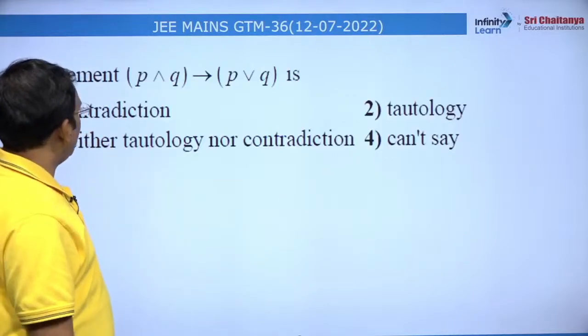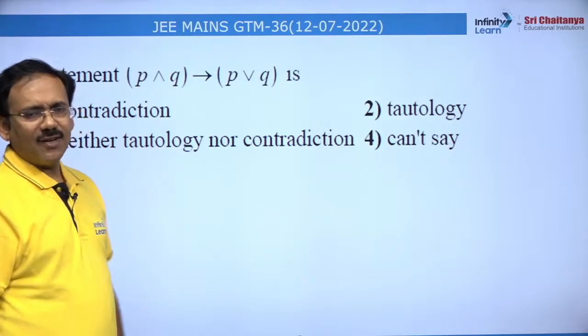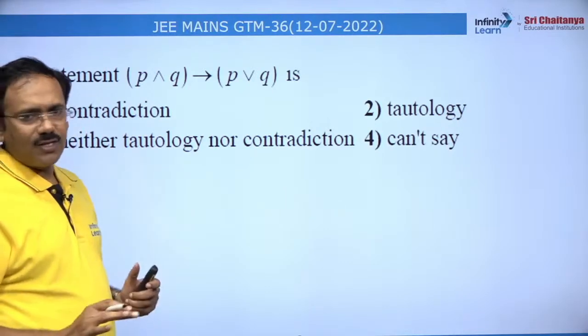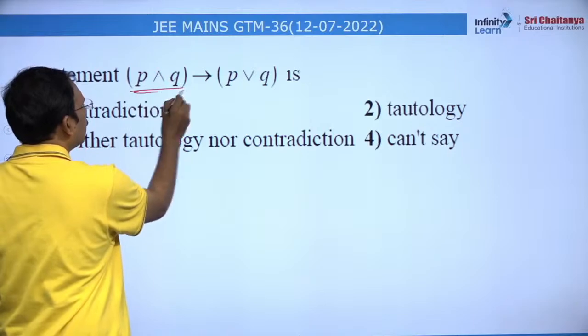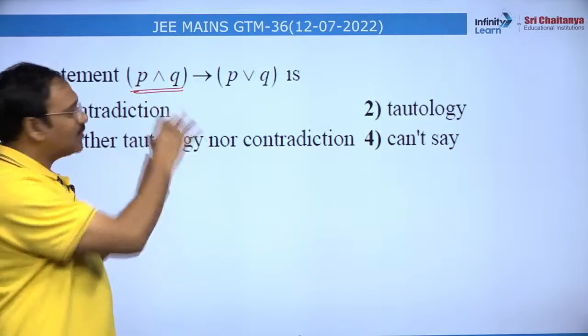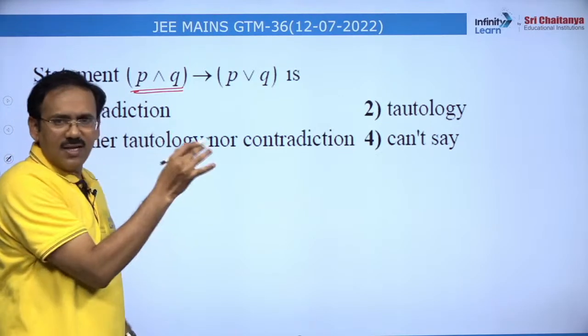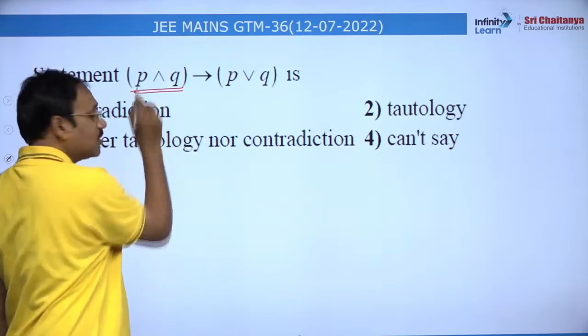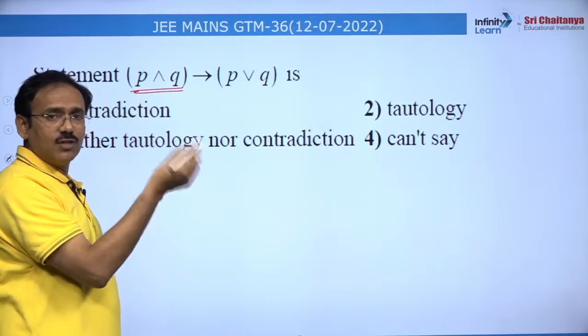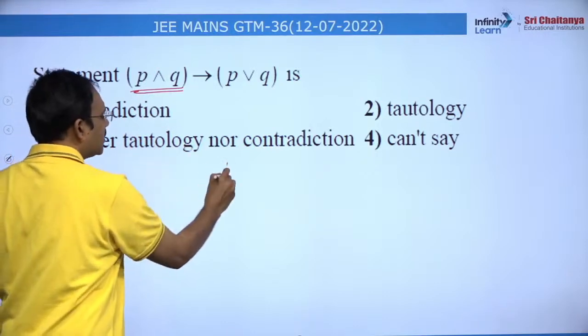Next statement, P and Q. Tautology or contradiction. One thing, my dear friends: if P and Q is false, false implies anything is true, right? So you need not check three cases, because P and Q becomes false in three cases: true-false, false-true, false-false. In those three cases it is already true.